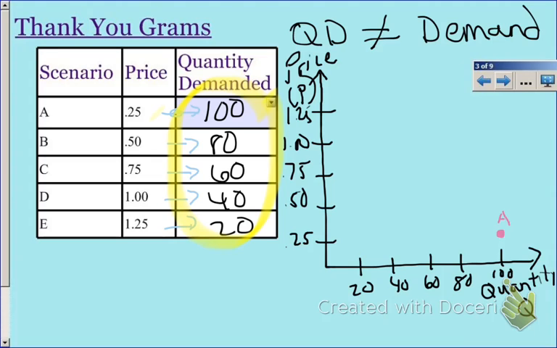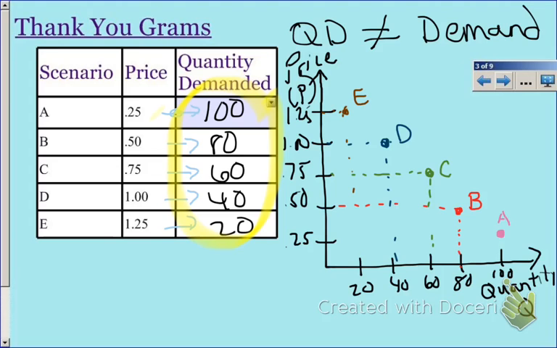Okay, at 50 cents, we could sell 80. Okay, so there's my scenario B. At 50 cents, we sell 80 grams. Okay, now at 75 cents, we can sell 60. Therefore, that's scenario C. Okay, at $1, we will sell 40. And at $1.25, we'll be able to sell 20.